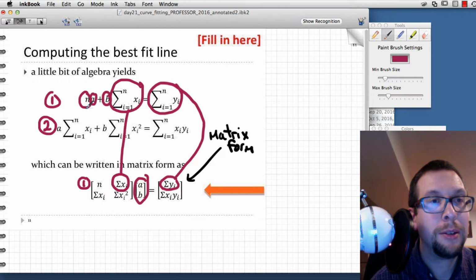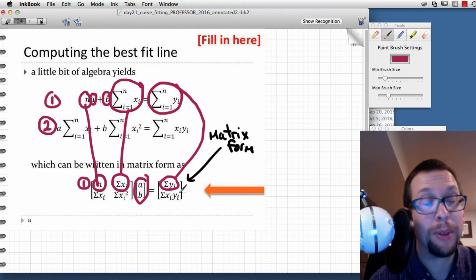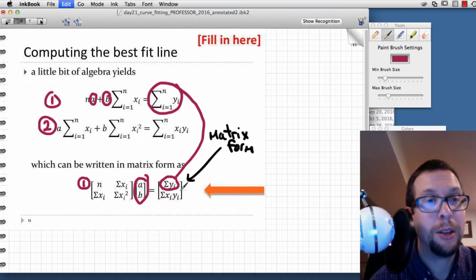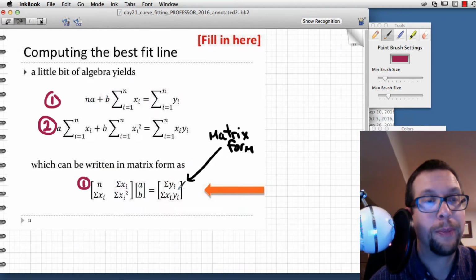And your n is right there. Okay, that's how you break it up into the matrix form. I'm going to erase that to make it a little bit more clear. And then you do the same thing for equation number 2.